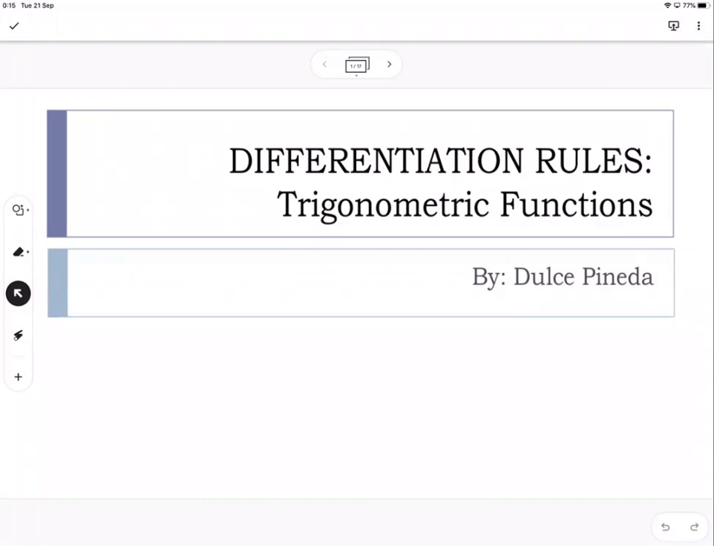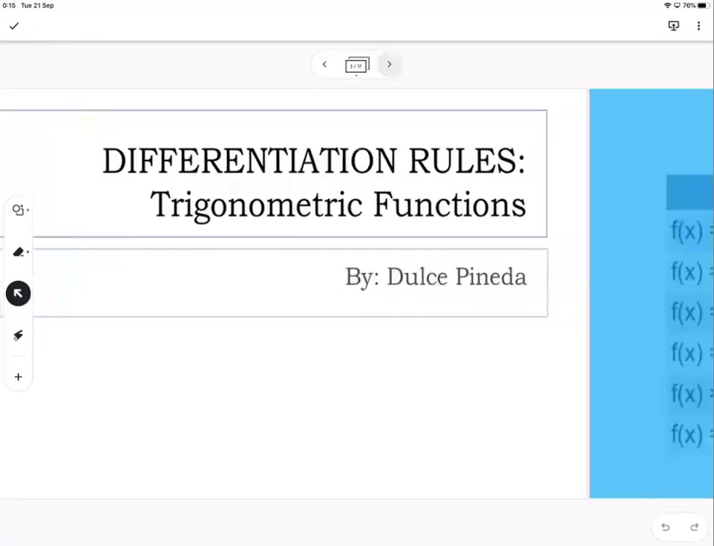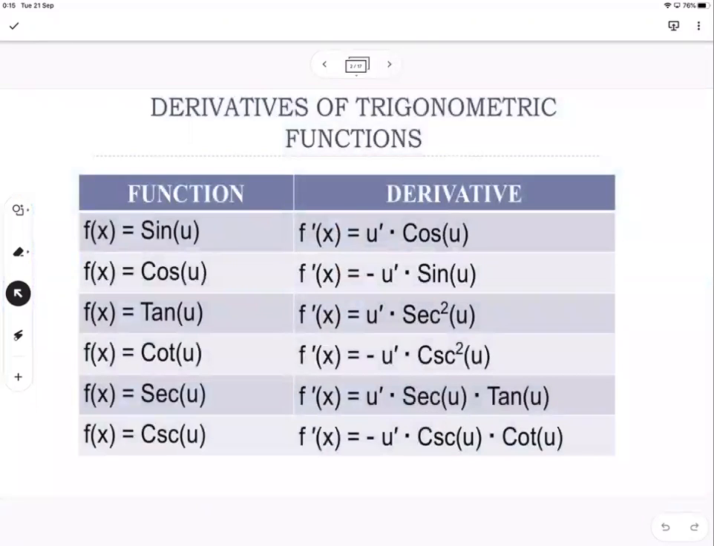Okay, we're going to continue with the next rules. The next rules that we're going to work with are the rules for trigonometric functions. As we have 6 different trigonometric functions, we have 6 different rules for finding the derivative of trigonometric functions. So these are the 6 rules that we're going to use for finding the derivative of each of them. Okay.